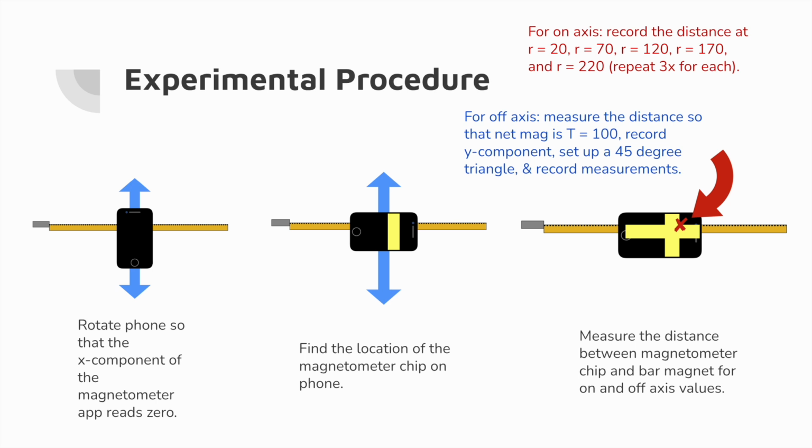For off axis, we measured the distance so that the net magnitude was 100 microteslas, recorded the y component, set up a 45-degree triangle, and recorded the measurements.